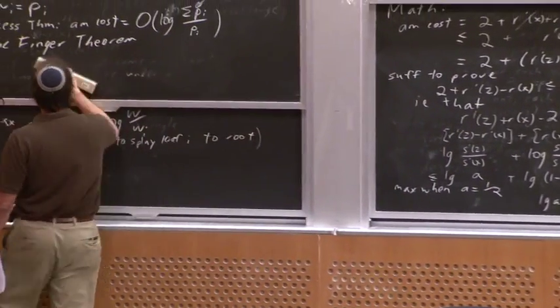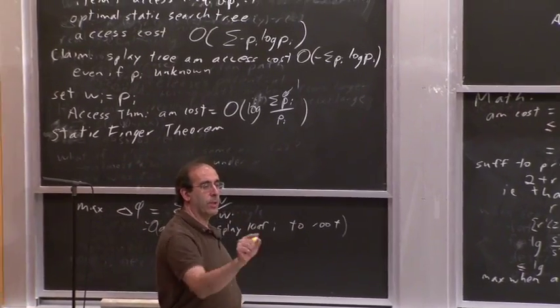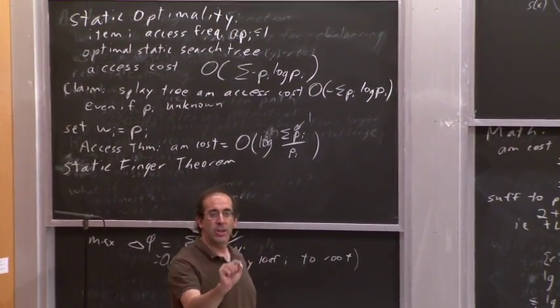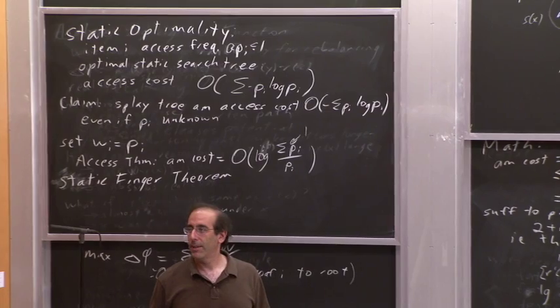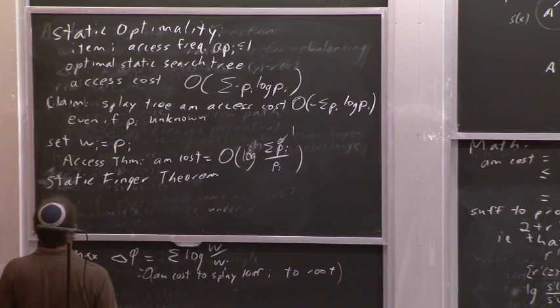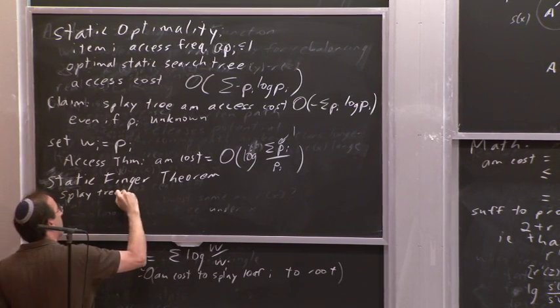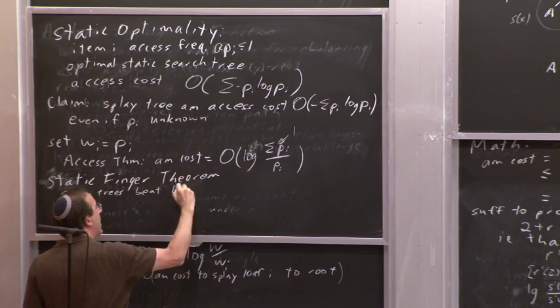But you could imagine that, again, you have your search tree, and after the fact, you say, oh my god, all of the accesses were in that part of the subtree. I should have put a finger there. Well, the claim is that Splay trees beat the best static finger.